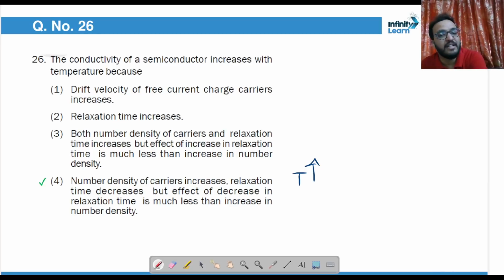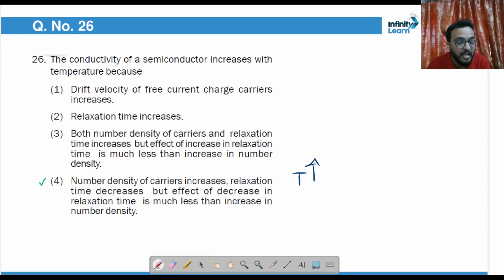But the effect of decrease in relaxation time is much less. See what happens. If we talk about conductors generally, there are already plenty of electrons in the conduction band, so when you increase the temperature, the electrons start colliding with each other more frequently. Even though they have more energy, their collision frequency rises so much that the overall resistance increases and conduction drops.